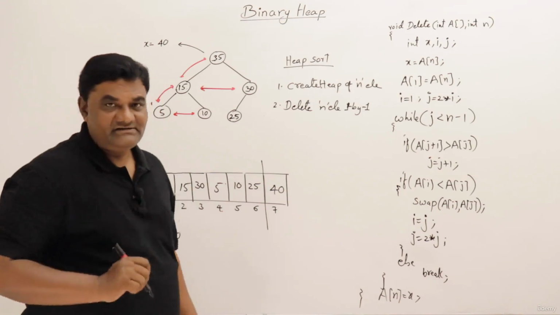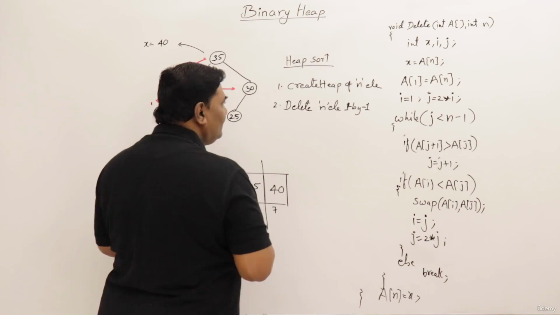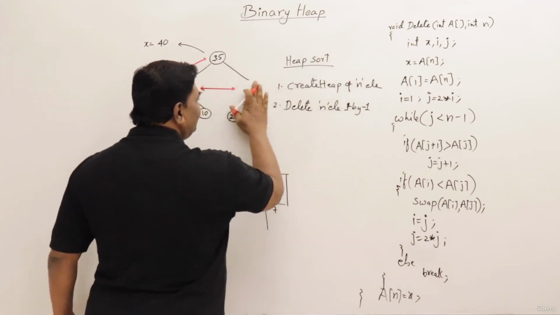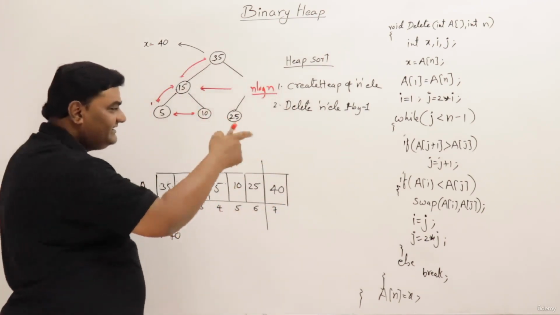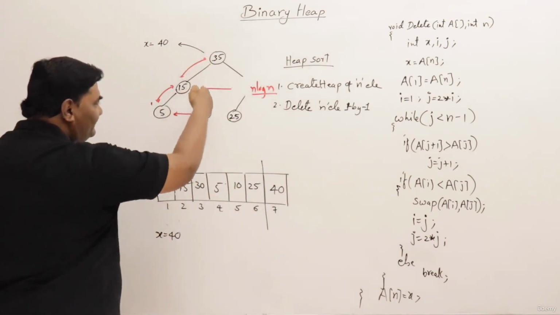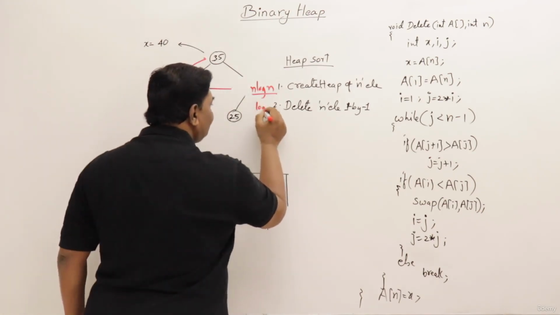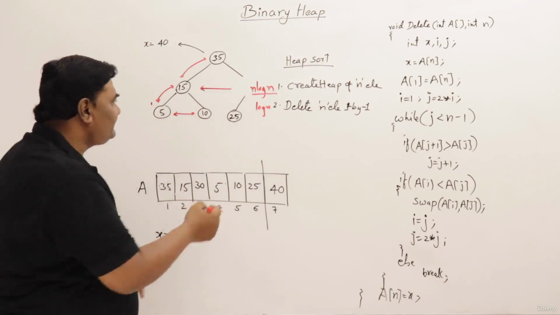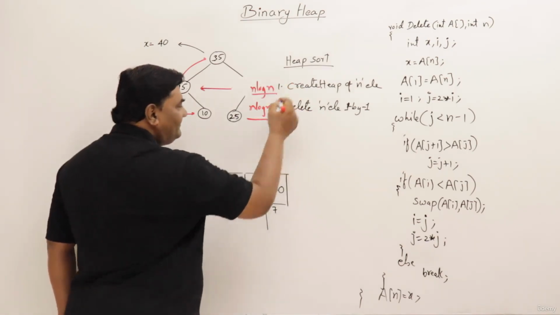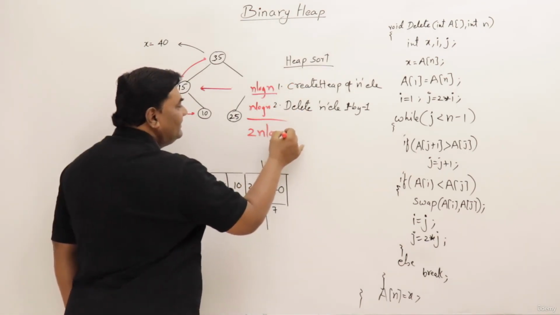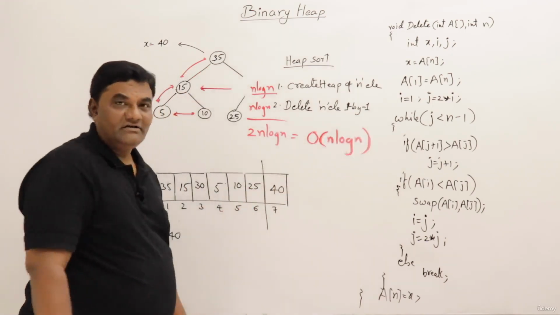Now let us do some analysis. How much time was create heap taking? Create heap was taking n log n time. Yes. Then how much time is one delete taking? One delete means the element is adjusted. So how much time it is taking depends on the height. So for deletion of one element, log n. For deletion of all n elements, n log n. So deleting all elements also n log n. So the total time taken by heap sort is 2n log n. So this is order of n log n.